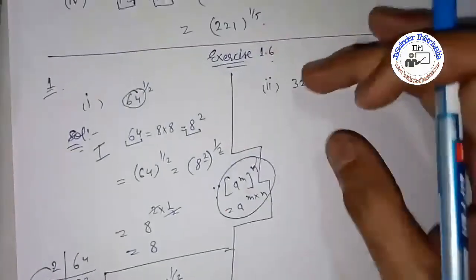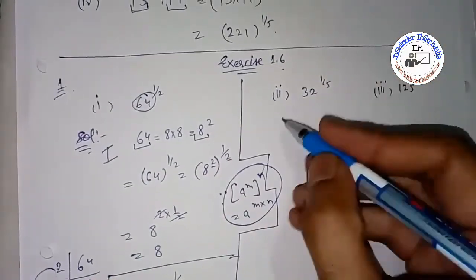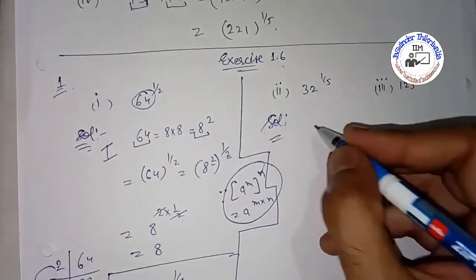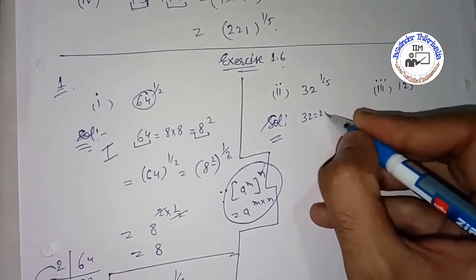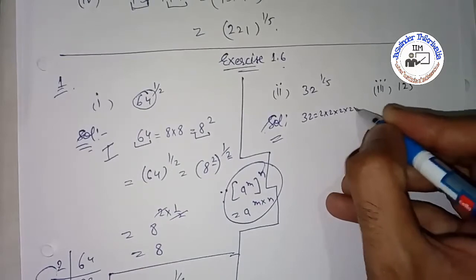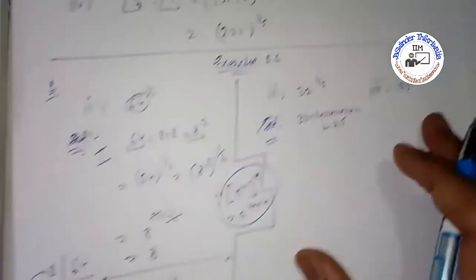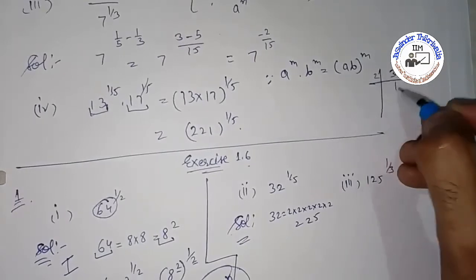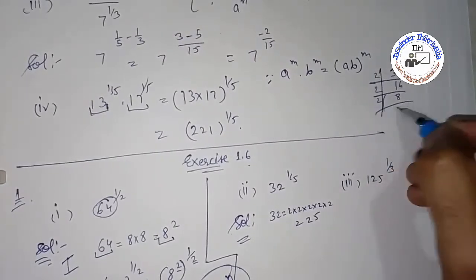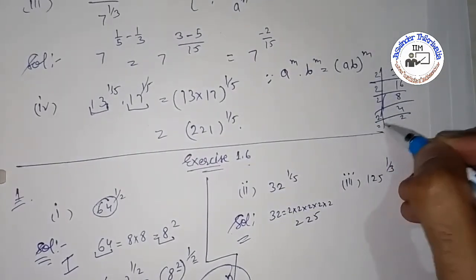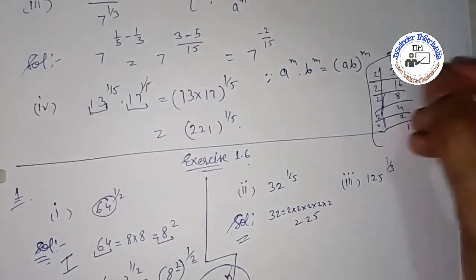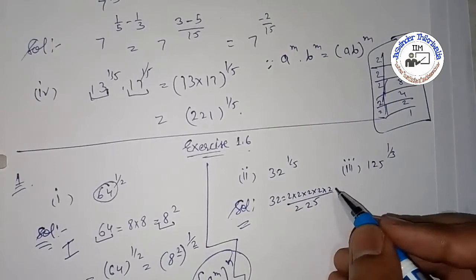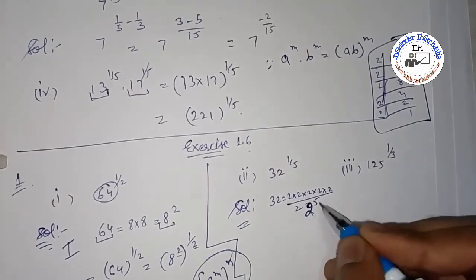Okay, so now the second part. In the second part, that same way, you will find the factors of 32. We can write it as 2 into 2 into 2 into 2 into 2, 2 to the power 5. How can you find this factor? By the division method: 2 16, 2 8, 2 4, 2 2, 2 1. So 32, how can we express 32? You can express it as 2, 5 times. So it means 2 to the power 5.